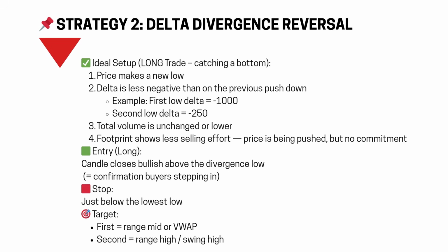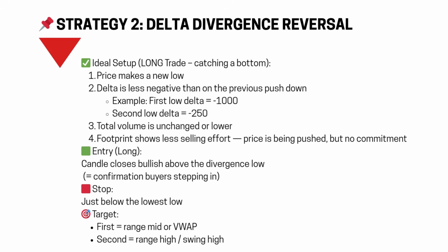So for our long trade, the ideal setup, catching a bottom: price makes a new low, delta is less negative than on the previous push down. For example, first low delta is minus 1000, the second one minus 250. Total volume is unchanged or lower, and the footprint shows less selling effort. Price is being pushed but no commitment. So the entry for the long: the candle closes bullish above the divergence low. Confirmation the buyer is stepping in. The stop just below the lowest low, and the first target, range mid or VWAP, second target, range high or swing high.